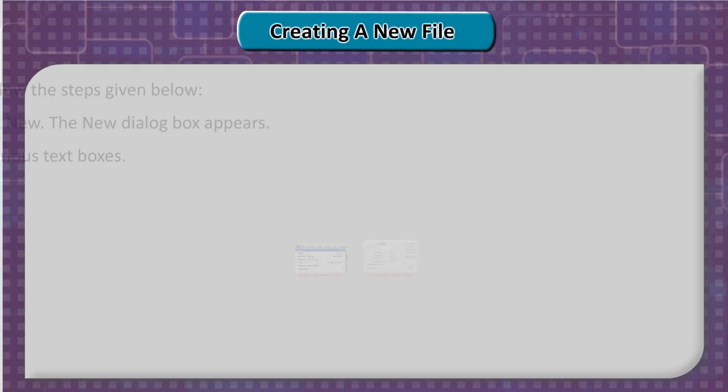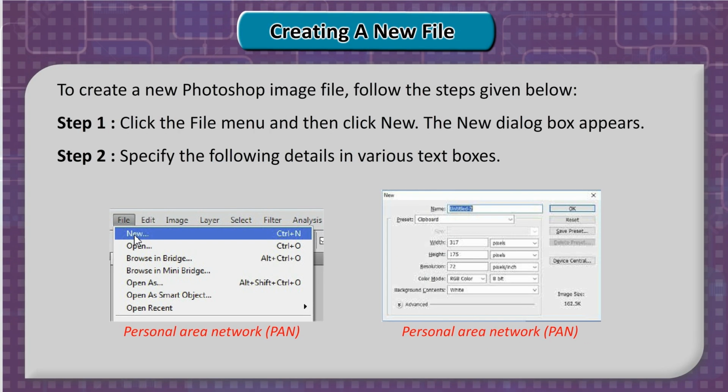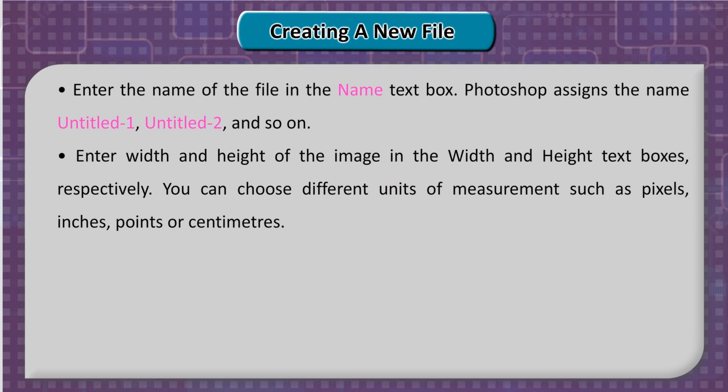Creating a new file. To create a new Photoshop image file, follow the steps given below. Step 1. Click the File menu and then click New. The New dialog box appears. Step 2. Specify the following details in various text boxes. Enter the name of the file in the Name text box. Photoshop assigns the name Untitled 1, Untitled 2, and so on.